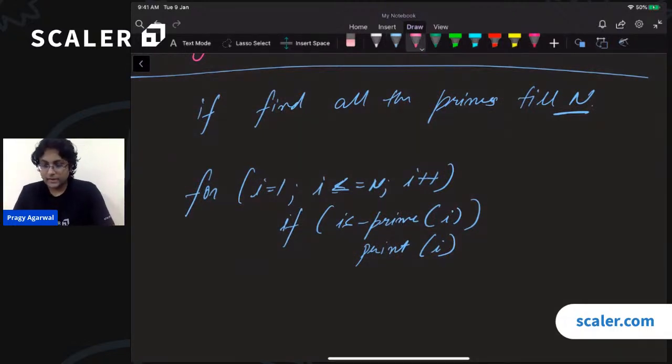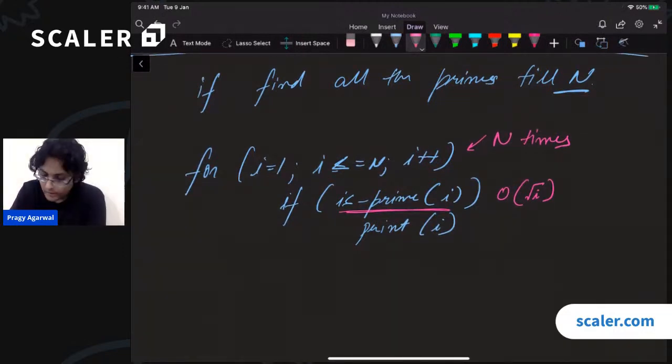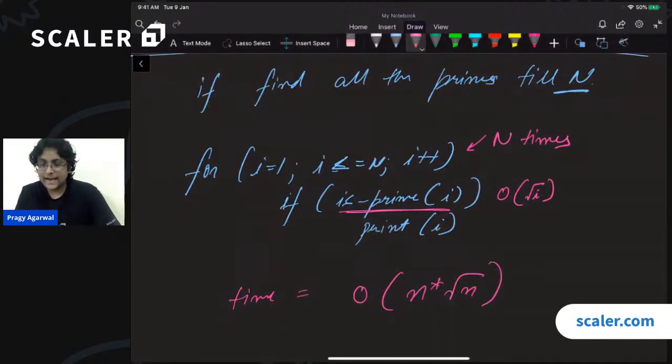Yes. How much time will this algorithm take? Well, this isPrime function takes order of square root of i, and we are doing this thing n times. So the time complexity of this program is upper bounded by order of n times square root of n. It is a little lesser than that, but as importantly, this is what the upper bound is.